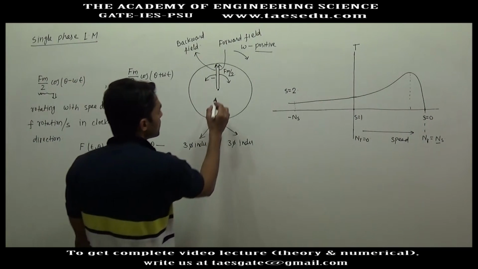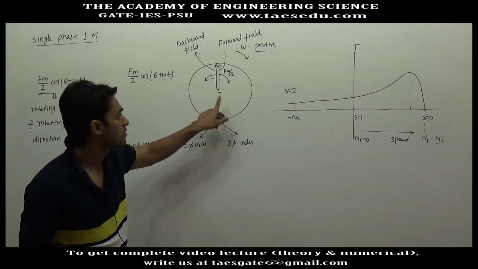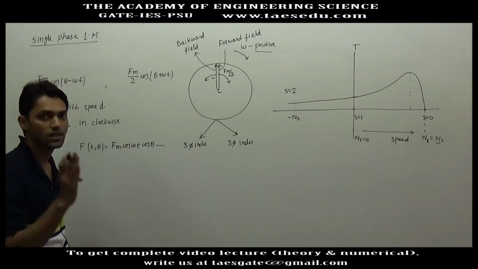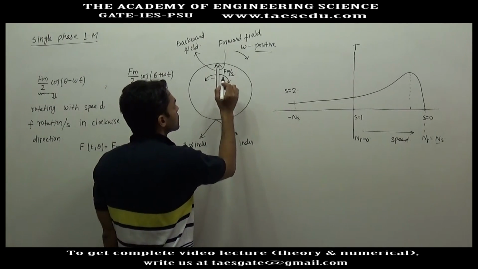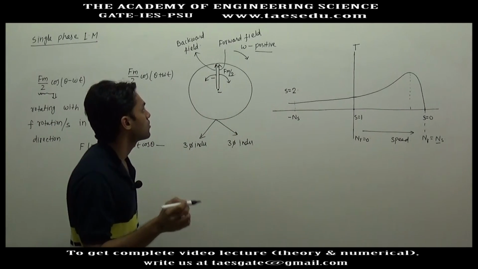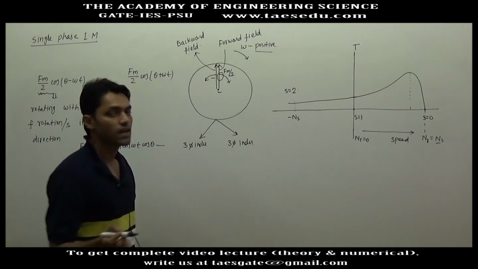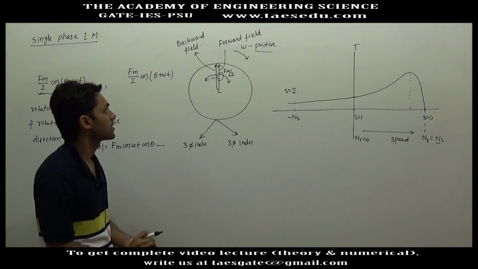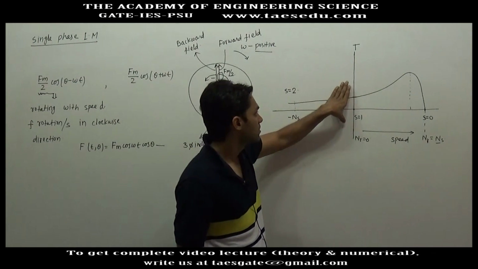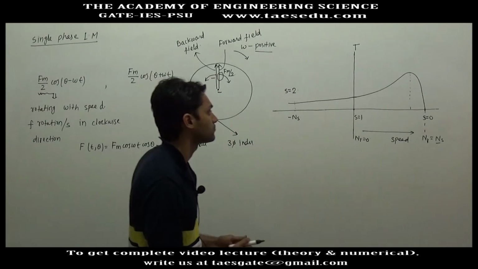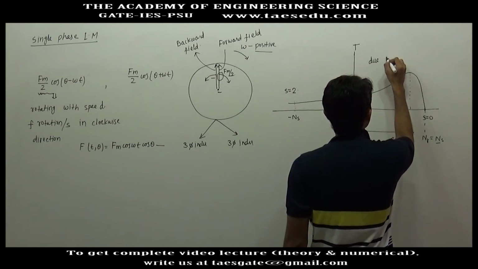Now if we analyze only forward field, as in the case of three-phase induction motor, we have only one field. So if we try to find out torque due to this field only, we will apply the concept of three-phase induction motor, and due to only one field, this will be the torque slip characteristic. This is the torque slip characteristic due to forward field.